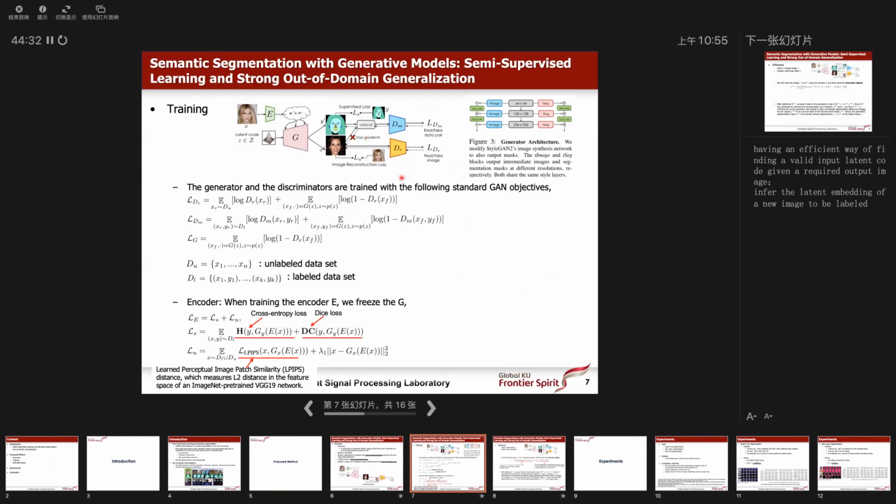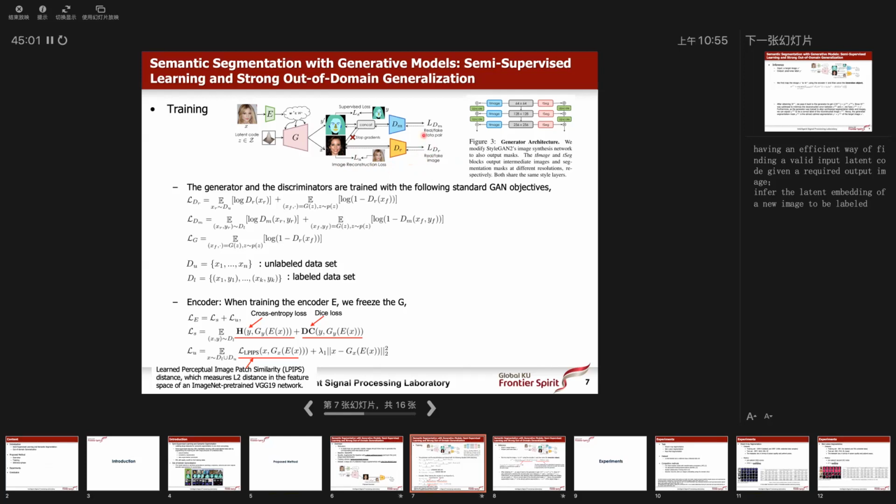We can see from the overview of the proposed method, we train the model using the labeled data and unlabeled data. For the unlabeled data, we just calculate the adversarial loss and the image reconstruction loss. These two losses do not rely on the annotation of the image.